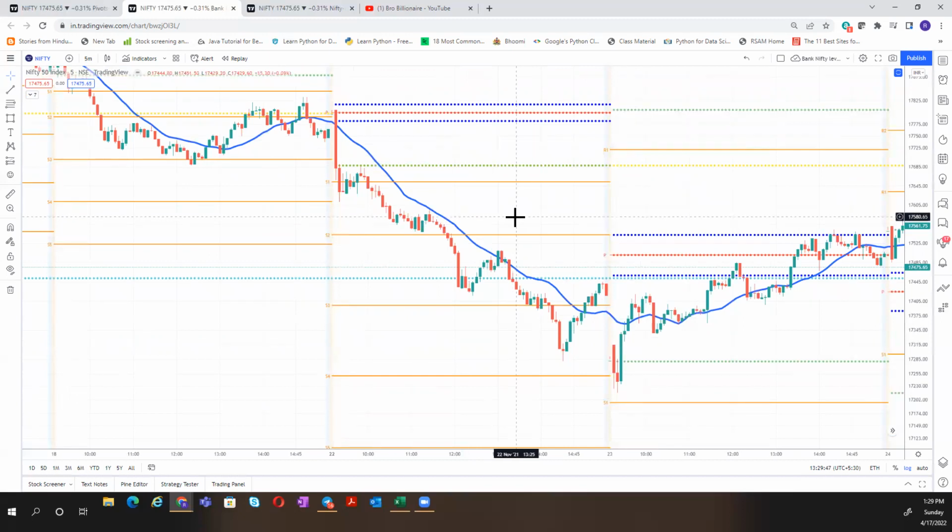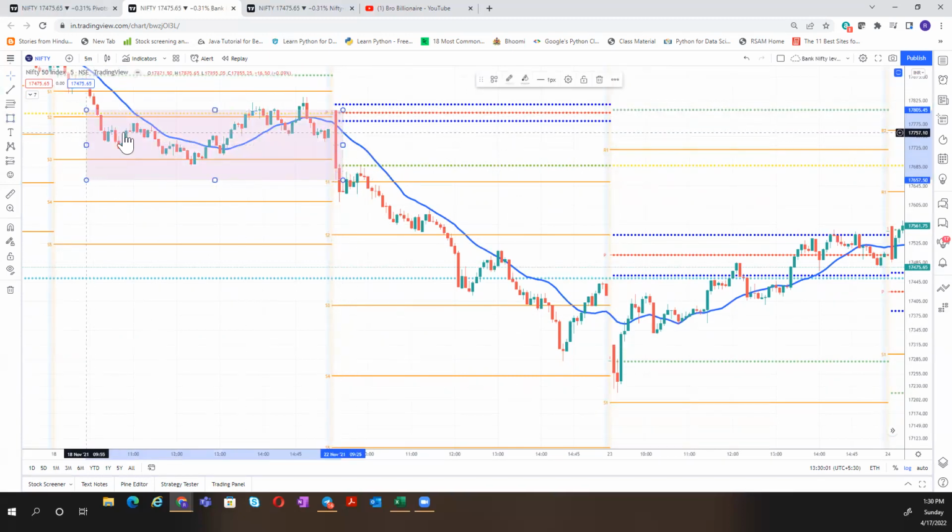Now, as retailers, we get consumed by indicators. We fail to see what is happening in front of our eyes. We want to watch it. Why is this a big move? This is a big move because this is a jumbo candle, one jumbo candle taking out several previous candles in a single shot.